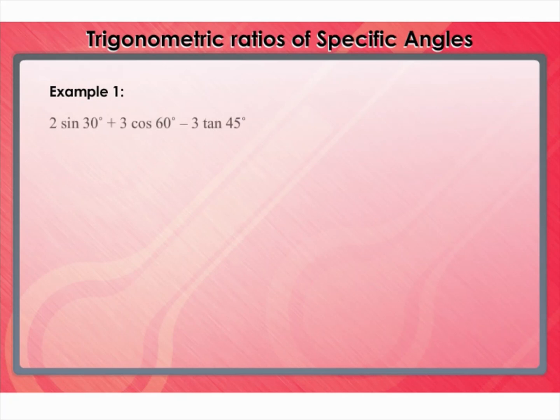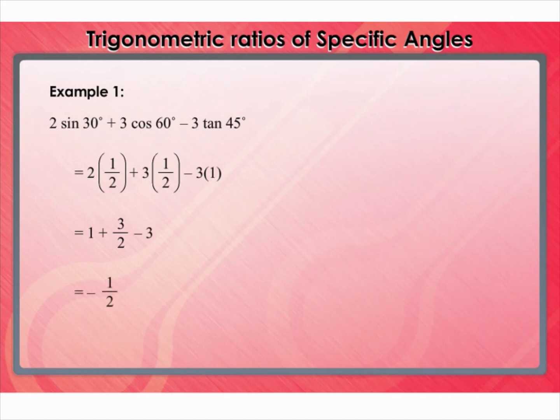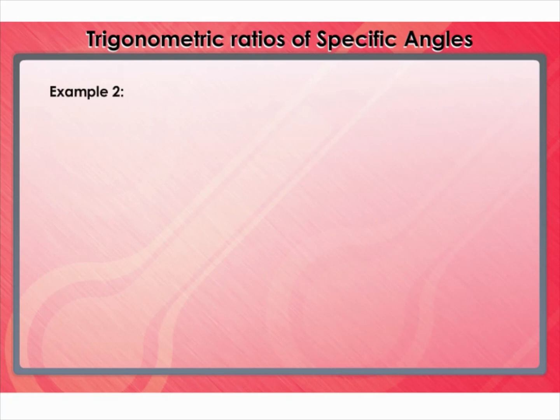What is the value of 2 sin 30 degree plus 3 cos 60 degree minus 3 tan 45 degree? Let's move to another example. What is the value of 3 cos squared 30 degree plus 2 sin squared 30 degree?